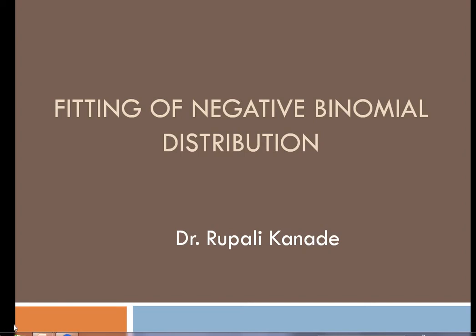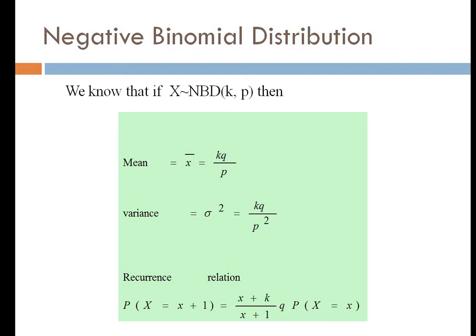Hello everyone, this video may help you to understand how to fit negative binomial distribution to the given frequency distribution and computation of expected frequencies. We know that if x follows negative binomial distribution with parameters k and p, then its mean is kq divided by p, variance is kq divided by p square, and this is the recurrence relation.